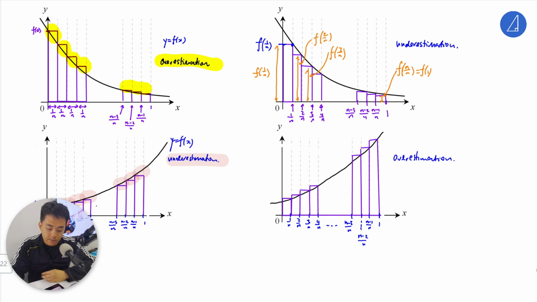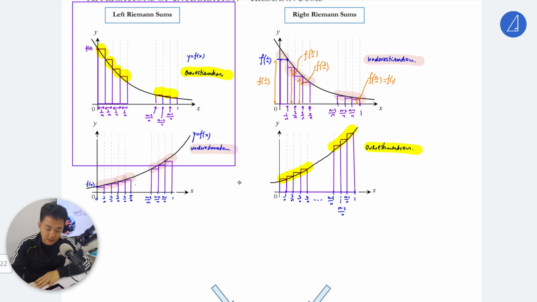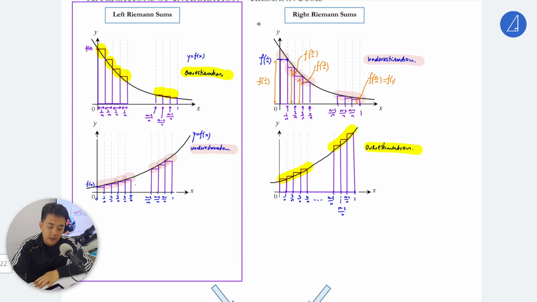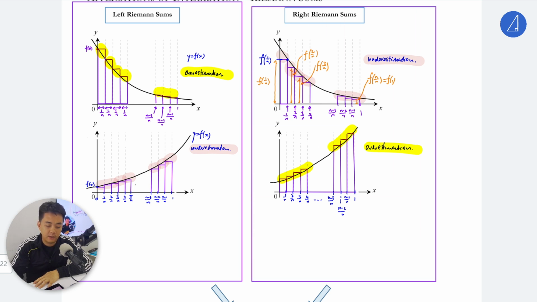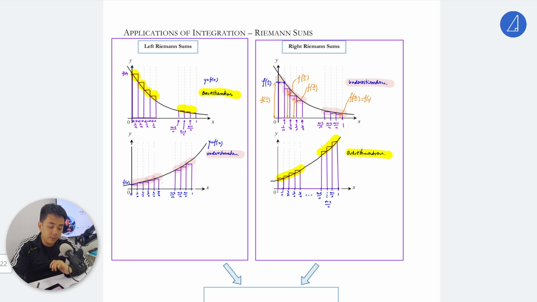So this is underestimation because you lack all this part below. Then this is definitely overestimate. This is underestimation, this is overestimation because of all these jagged parts. So for these two, left Riemann sum and right, you need to know how to write the sigma notation. They will mix and match the concepts fluidly among these.